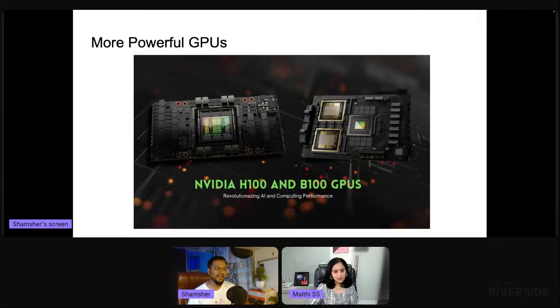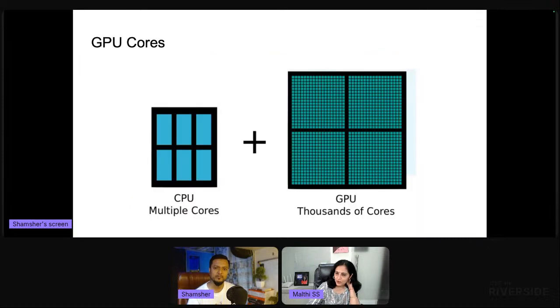Maybe any one question, Shamsher, since we are in the context of that, is there more context you want to give on the stronger versus the weaker cores?